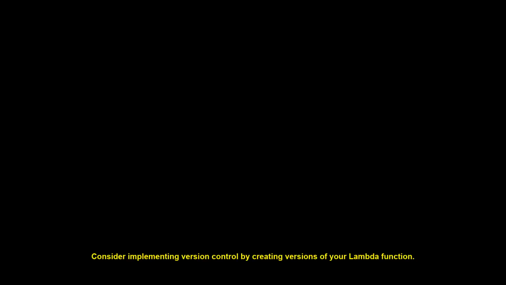Consider implementing version control by creating versions of your Lambda function. Utilize layers for shared code and dependencies across multiple functions. To enhance security, review and adjust IAM roles and policies regularly.